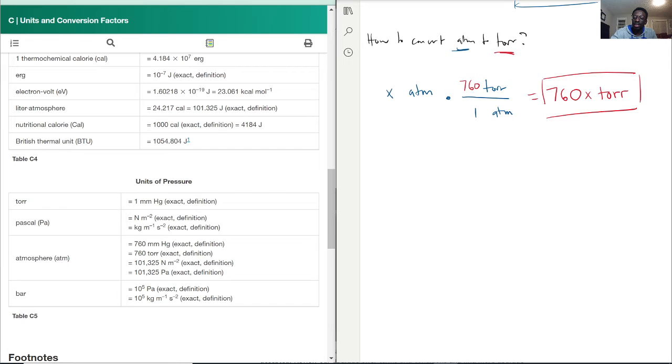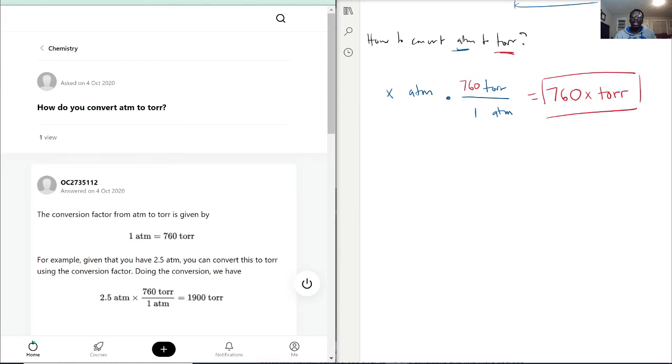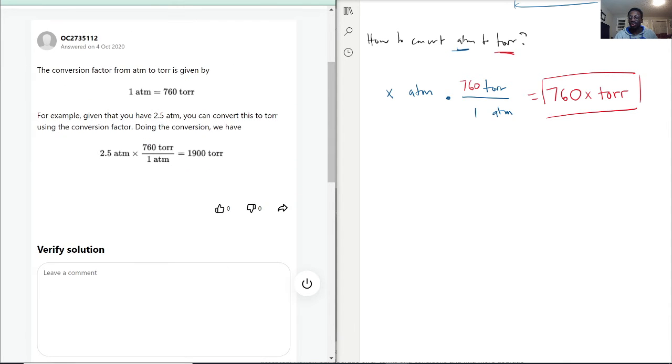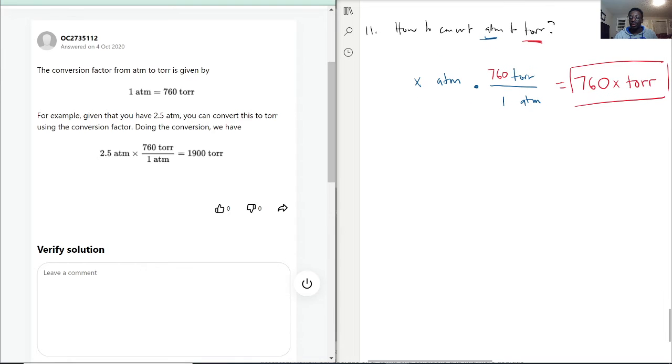So that means whatever ATM you get, let's say it was 3.9 ATM, it'll be times 760, and we'll get 2964 for the torr. As I even showed here, we have 2.5, multiply that by 760, and indeed we do get 1900 torr. So this, for question 11, is now how you convert ATM to torr.